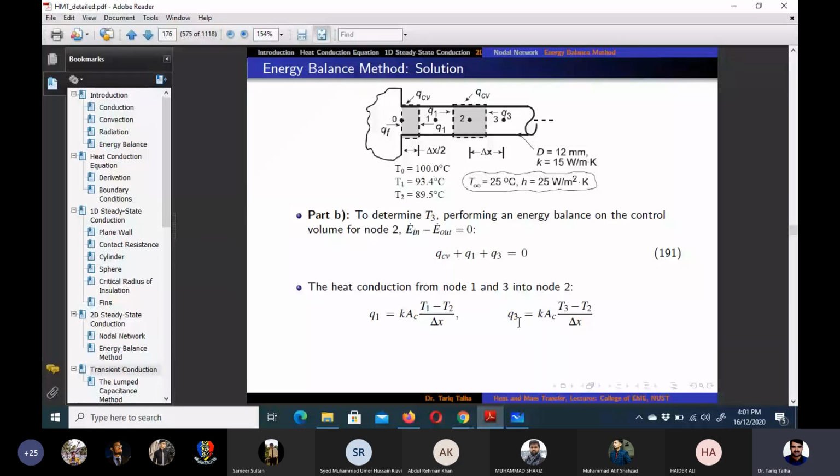And then for the Q3 as well, K into AC, again AC is pi d square by 4, and then T3 minus T2, because again the heat is being transferred into the principal node. So on the same lines, if we want to define QCV, that would be equal to HA into T infinity minus T2.